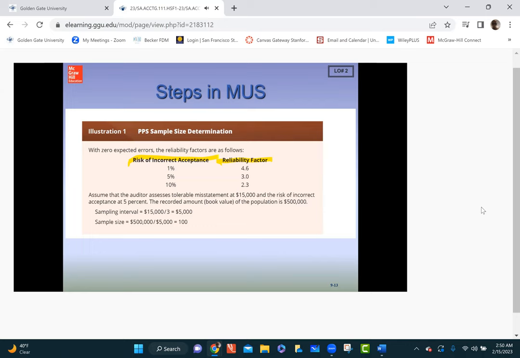We only want a 1% chance, let's say, that we're coming to the wrong conclusion. Risk of incorrect acceptance, remember, is a mistake. It has the word incorrect in it, right? The auditor incorrectly concluded that the account balance was not materially misstated when in fact it was. So that's a mistake, and if you want to avoid that mistake and be more confident in your conclusion, then you're going to want to lower the chances of these mistakes. So if you only have a 1% risk of incorrect acceptance, that means you're going to be what? 99% confident in your answer. A 5% risk of incorrect acceptance means that you have a 95% chance of being correct in your estimates. So that's how the risk of incorrect acceptance links up to confidence level.